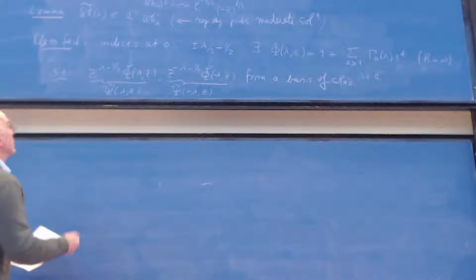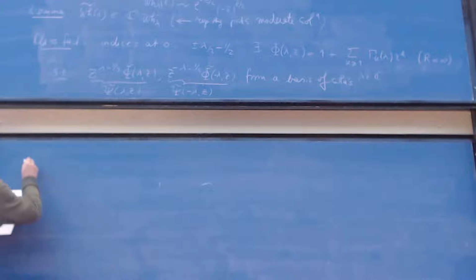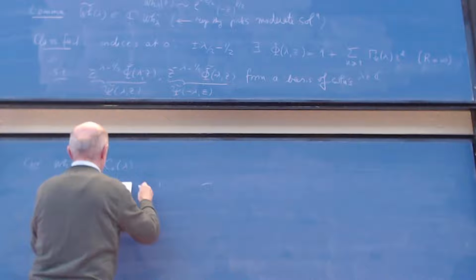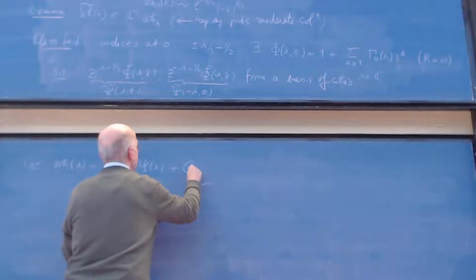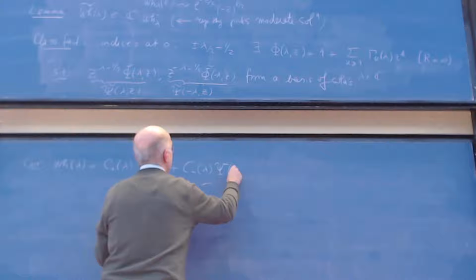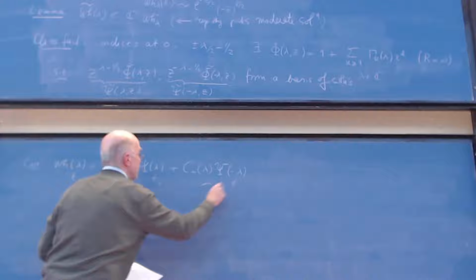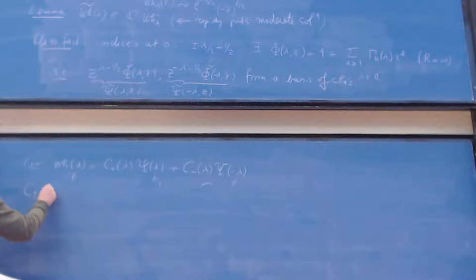So what we have is now a corollary that the Whittaker function, and now I lift everything to the original situation, can be written as a coefficient C plus lambda times psi lambda plus C minus lambda times psi minus lambda. So here I have omitted the Z variable. But this is a function of the t variable. This is a function of t, this is a function of t, and this is a function of t. And these coefficients are meromorphic functions of lambda.